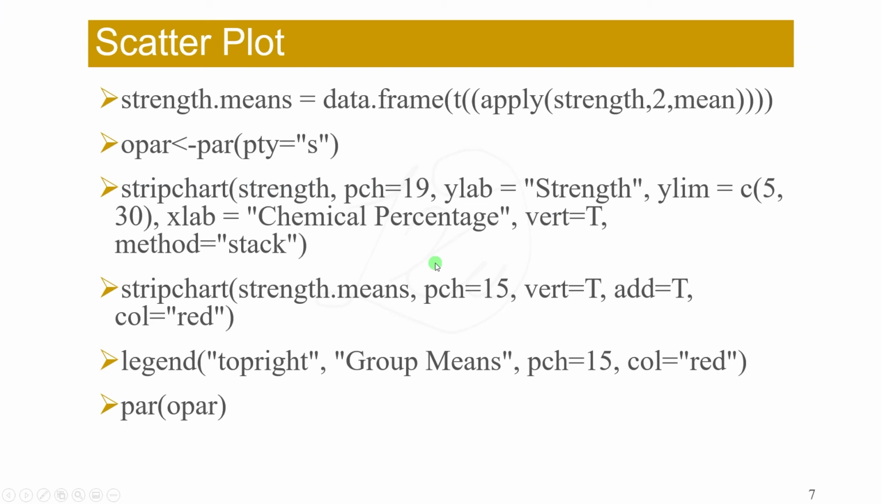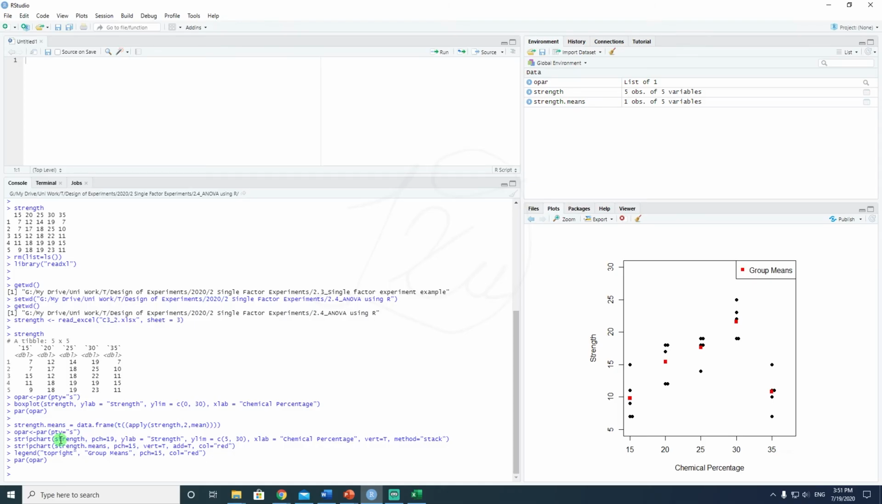To plot the scatter plot, we can use these scripts. This line calculates the means for each column in this strength data frame. We plot the strength data in the scatter plot, similar to the box plot. This is the data we're plotting. This is the shape of the dot. This is the Y label name, strength here, and Y-axis limit from 5 to 30. X label name is chemical percentage here.